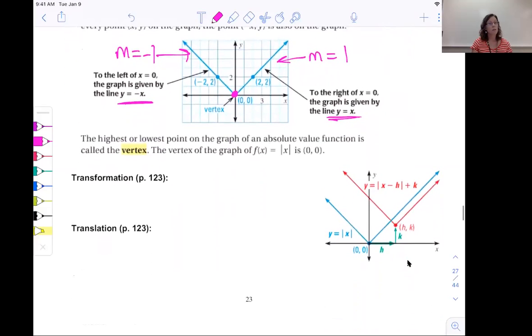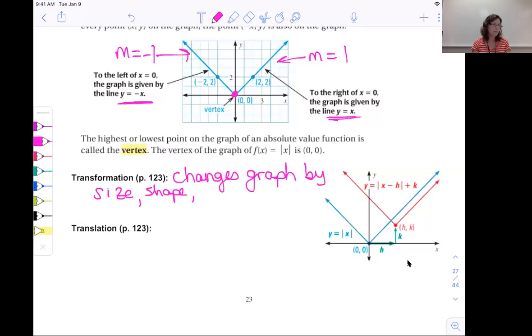We have two more words that we're going to talk about, and these are kind of geometry words. The one word is a transformation. The transformation is the big group. Think about all the shapes last year that you did and how you transformed those shapes. You could transform them by their size, by the shape, by the position, or by their orientation.